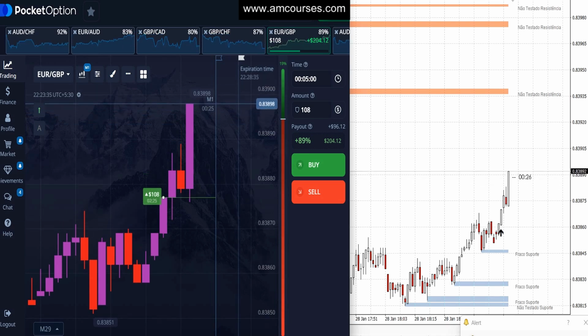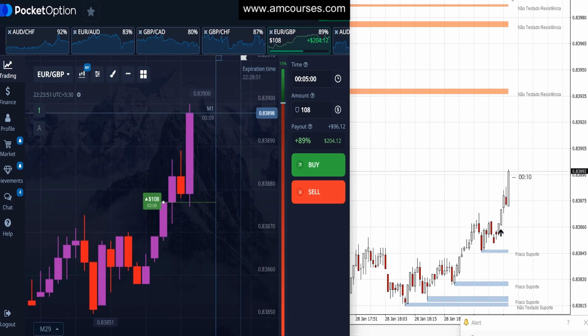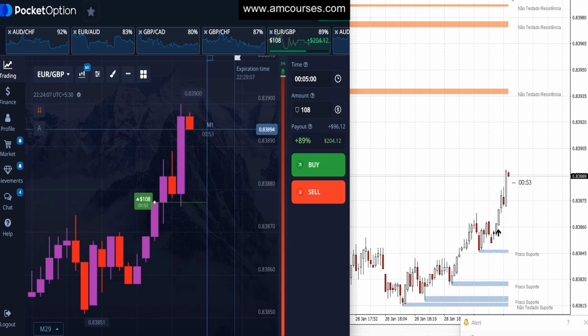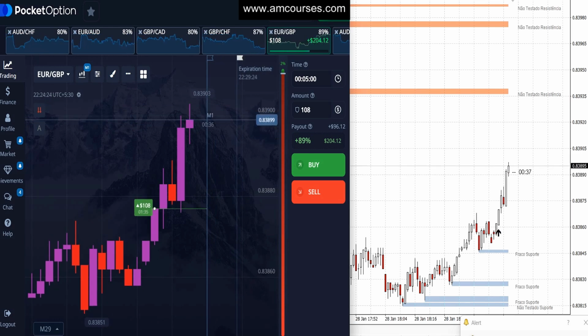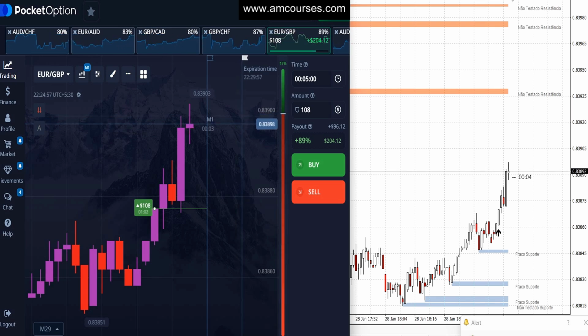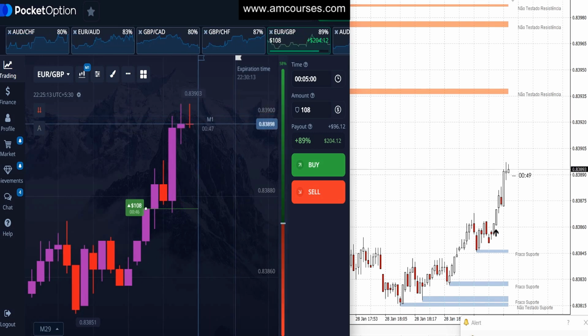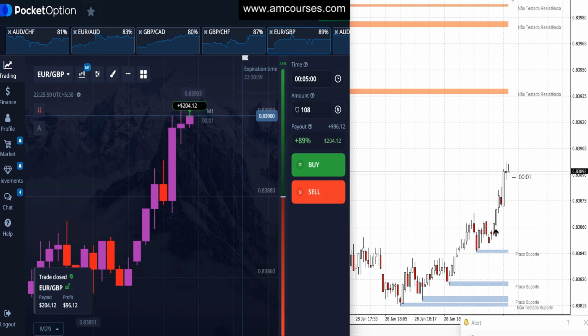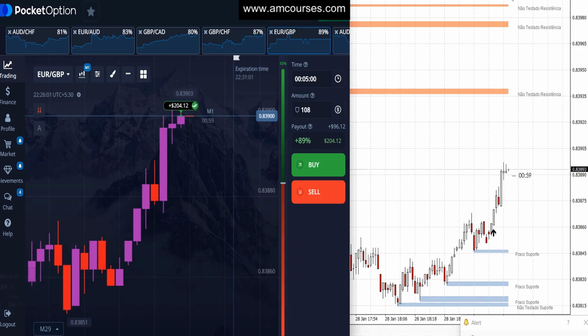The candle time frame will be of 1 minute, and the trade expiry will be of 5 minutes. For the best results, trade during the European and US sessions. Avoid trading during major news events to reduce risk. Now that we know the rules, let's dive into live trading to see how the Binary X indicator performs in real time. Watch closely and take notes so you can use these strategies effectively in your own trades.